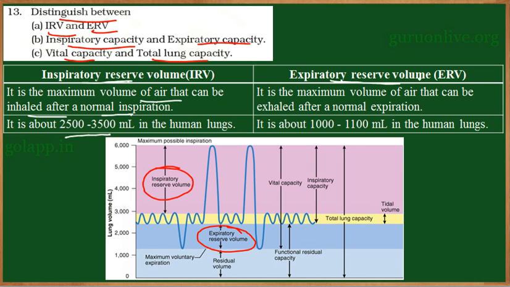Next, expiratory reserve volume. It is the maximum volume of air that can be exhaled after normal expiration. So normally when we exhale, after that normal expiration, the additional amount of air which can be maximally exhaled is called expiratory reserve volume, and generally this will be around 1000 to 1100 ml. So these are the differences.